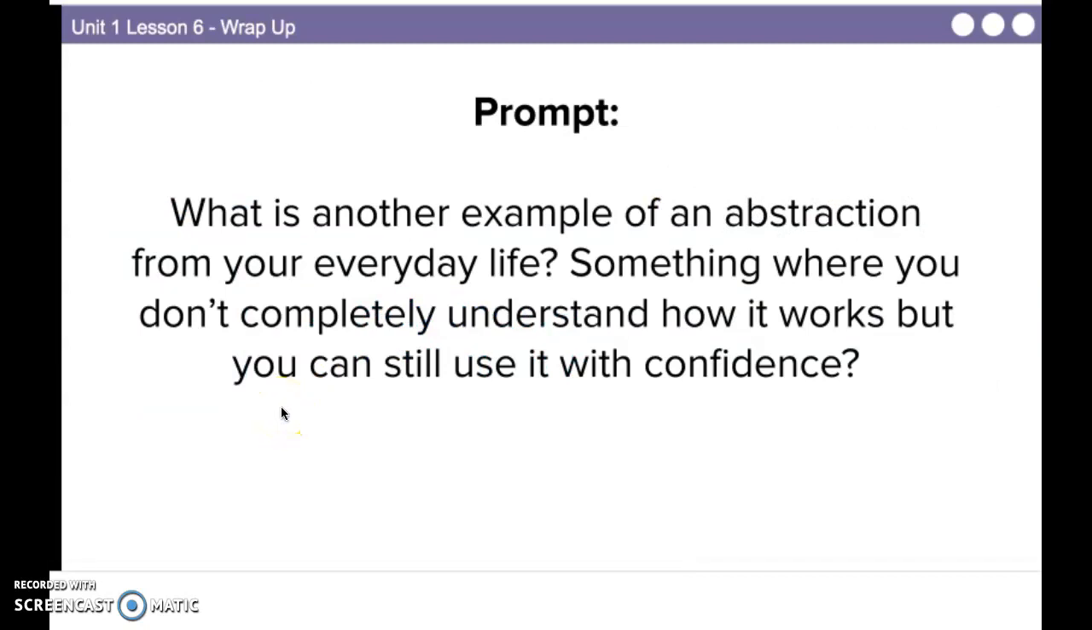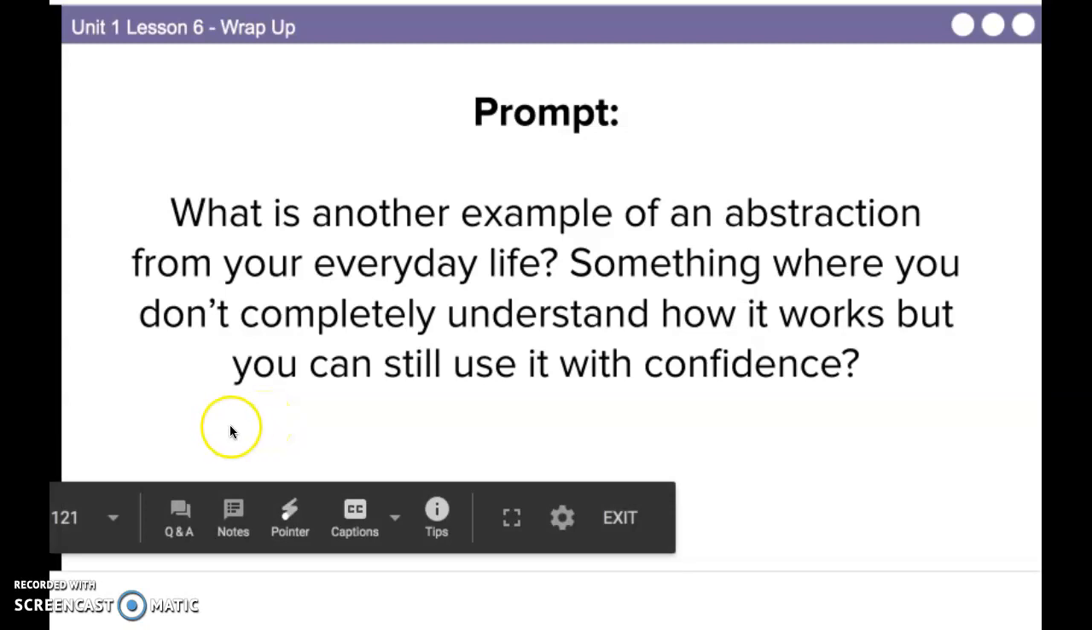Okay. What's another example of abstraction from your everyday life? Something where you don't really have to understand it, but you still use it all the time with confidence. And just think about that.